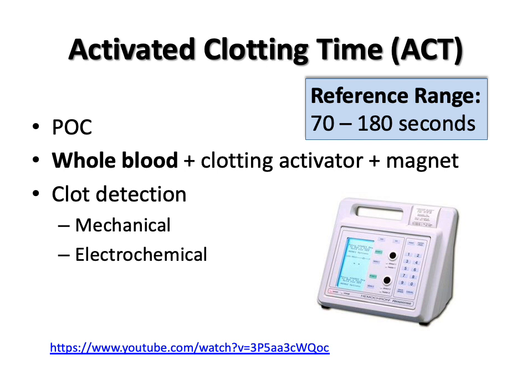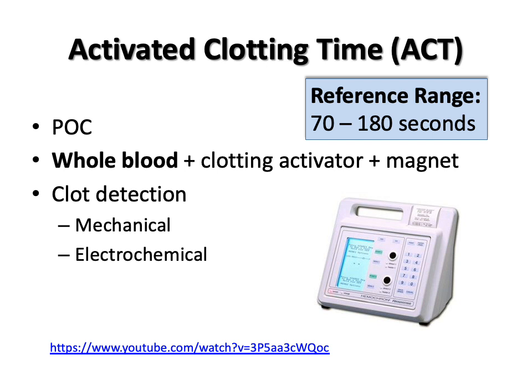The ACT requires a whole blood sample. The instrument combines the sample with a clot activator, which is then mixed with a magnet. When a clot forms, it is detected by either mechanical or electrochemical means.